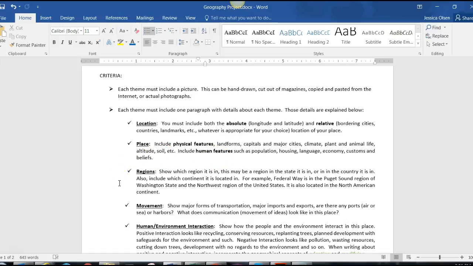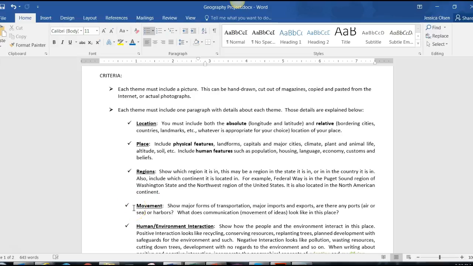Regions. Show which region it is in. This may be a region in the state it is in or in the country it is in. It just depends on where you have chosen. Also include which continent it is on. For example, Federal Way is in the Puget Sound region of Washington State and the Northwest region of the United States. It is also located on the North American continent. So as you can see, these are all different examples of how you can explain region.